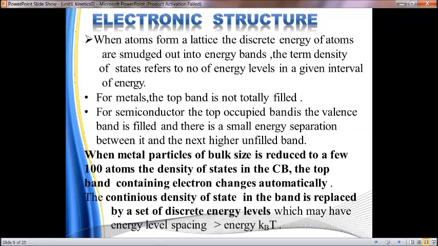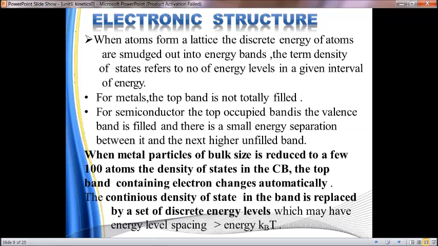Like that we make the energy levels differ. For metals, the top band is not totally filled, because metals always go in search of other things so that they conduct easily. For a semiconductor, the top occupied band, the valence band, is filled, and there is a small energy separation between it and the next higher unfilled band. These are all energy band structures for metal, semiconductor and insulator.